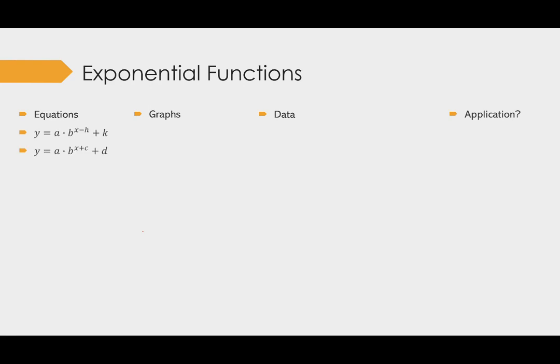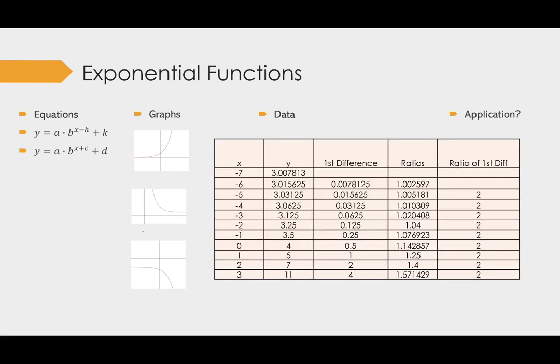Exponential functions have a variable in the exponent of a base, a constant base, and they look like this. They are going up very, very steeply, an exponential shape. And the data, okay, I had to make a bigger table for this one. So first I have my x values and y values. The first difference, obviously, is not constant, not great.